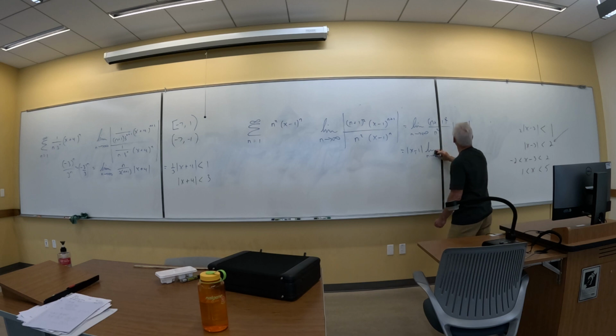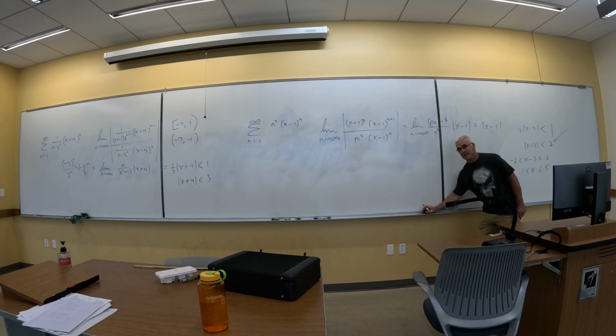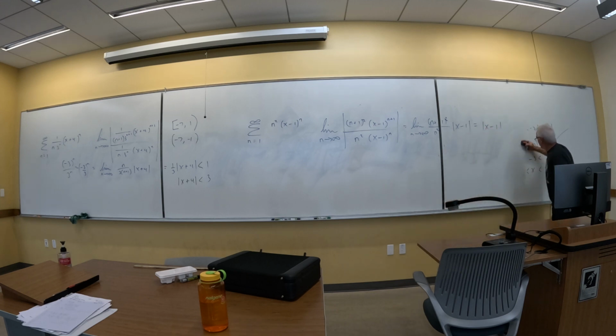So what is my answer? It's just |x minus 1|. Oh, well, that's easy enough. And I don't even have a coefficient. Wow, this is pretty friendly. And I need this to be less than 1. By the way, what's my radius of convergence here?